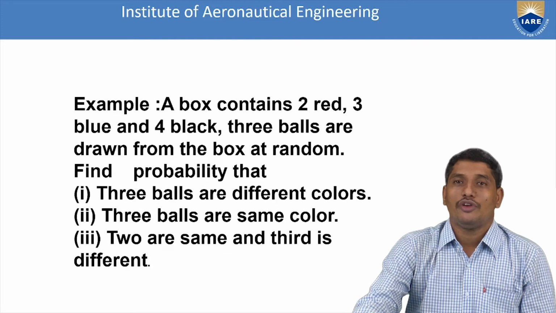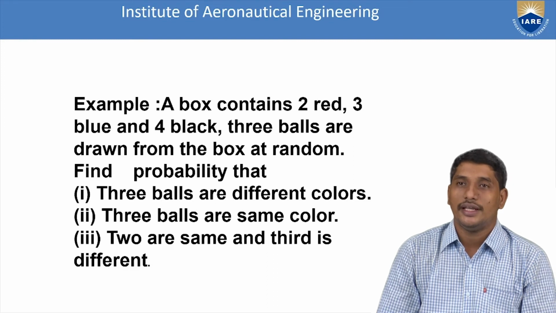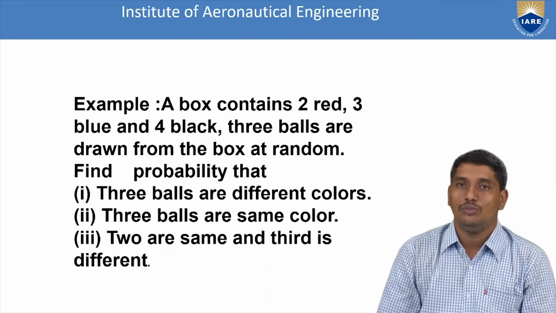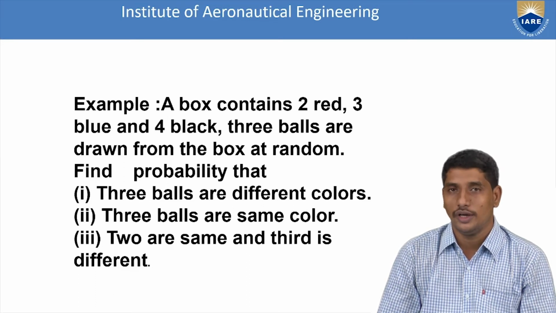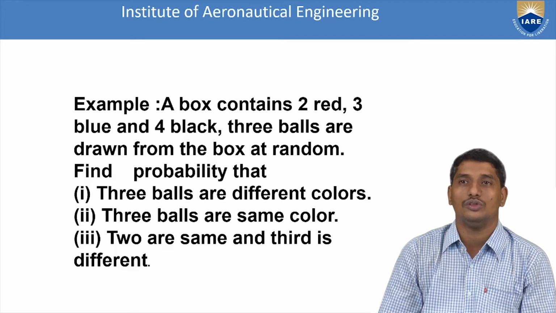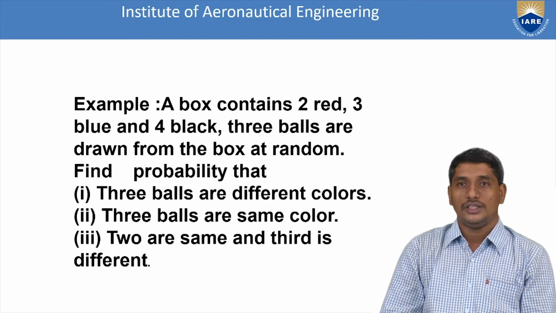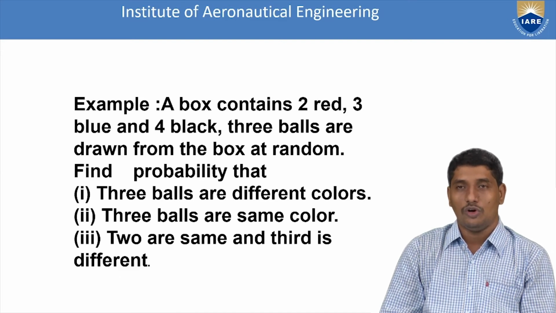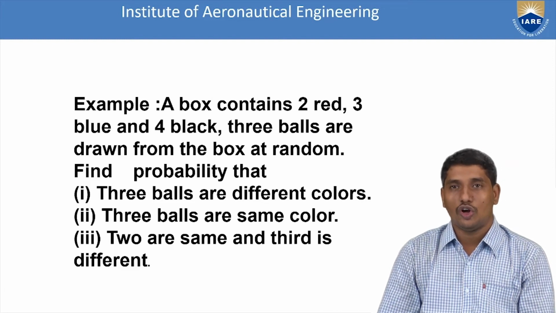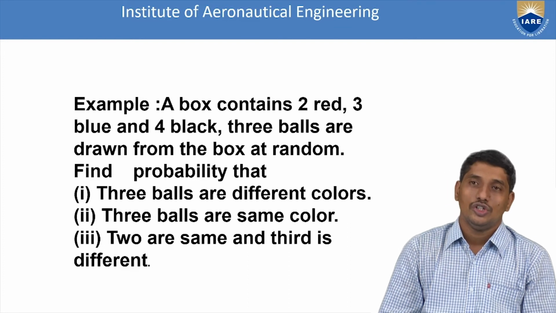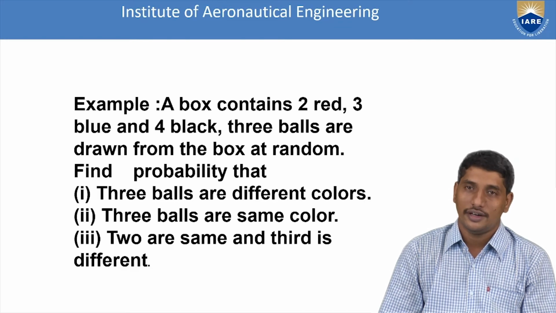Now here we are going to see one more problem, which states that a box contains two red balls, three blue balls, and four black balls. That means the box contains in total 2 plus 3 plus 4, that is 9 balls. Out of these, 3 balls are drawn at random from the box.